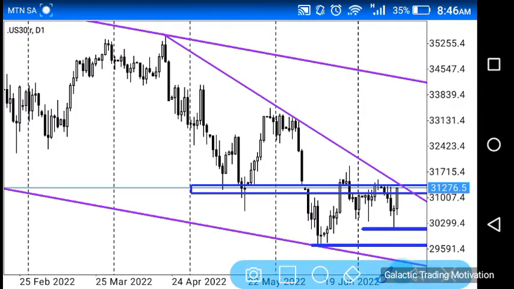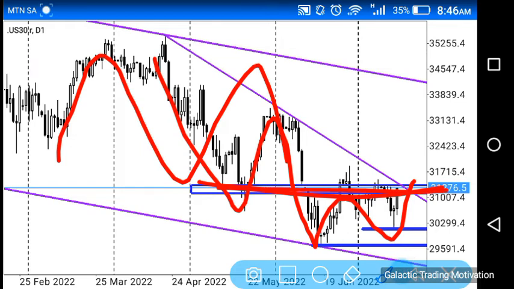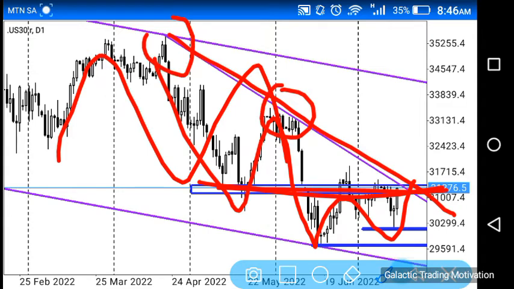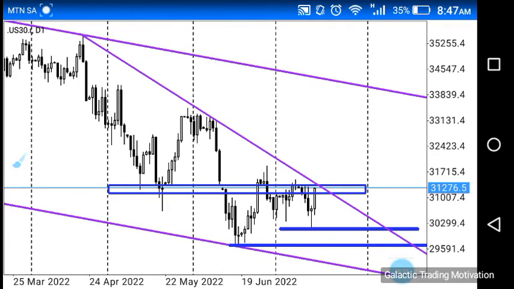So as much as we have that M structure with a neckline there, as well as the inverted head and shoulders pattern with a neckline there, we also have this trend line over here, and we had a touch there, we had another touch here, and we might in the next coming days see another touch here, and price may possibly push further down. My drawings are a bit messy, but I hope what I'm saying makes sense.